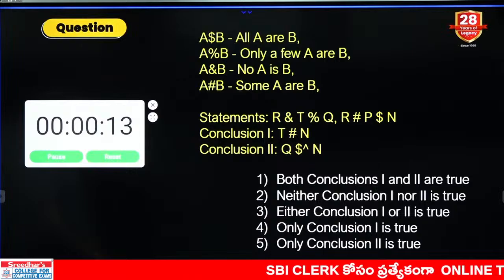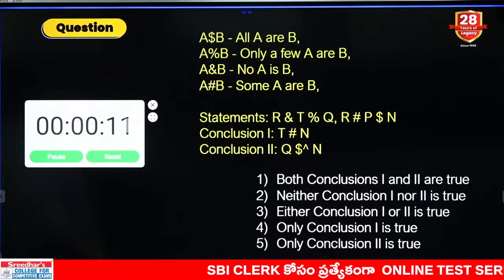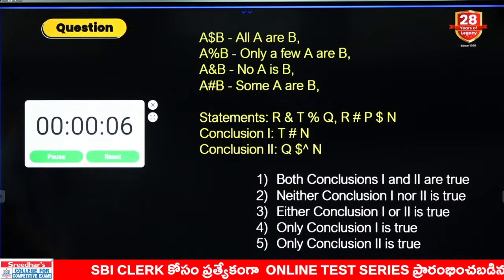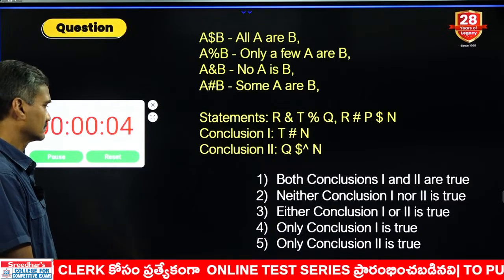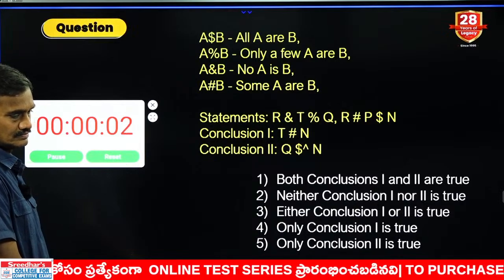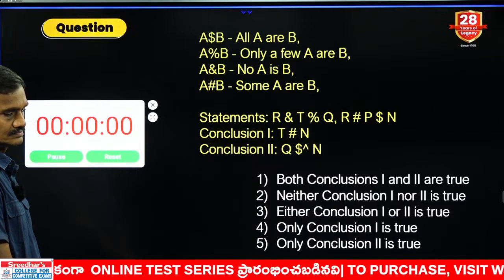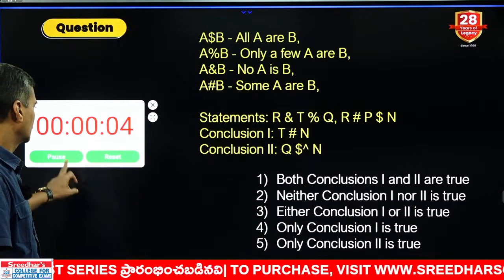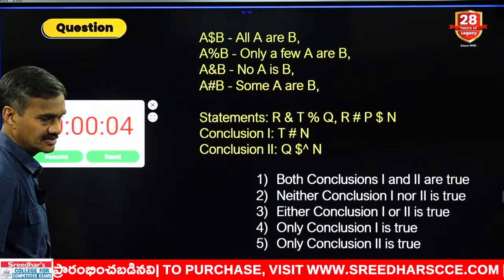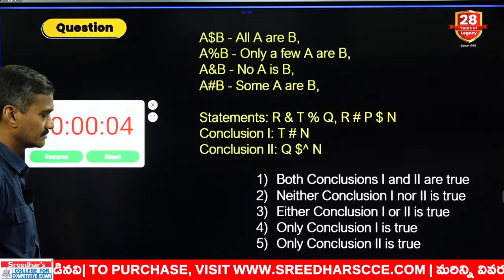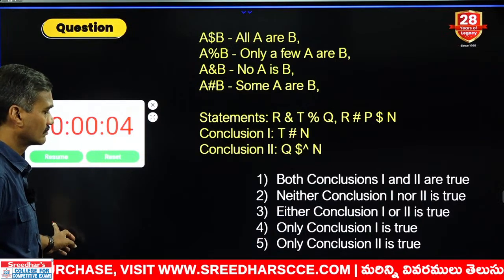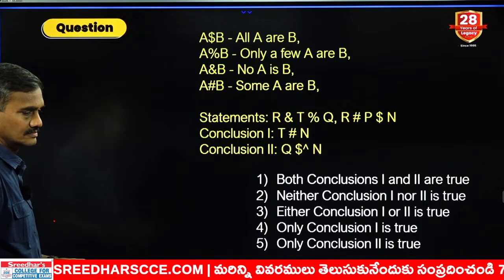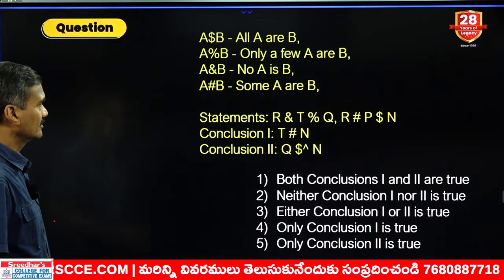Syllogisms under coded inequalities. So time is up. Did anyone work it out, is choice 2 coming? Choice 2, good. Fine.